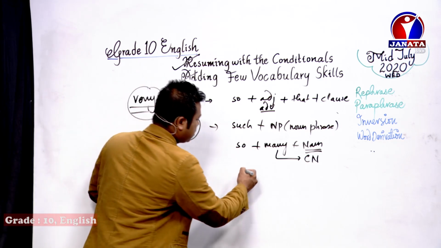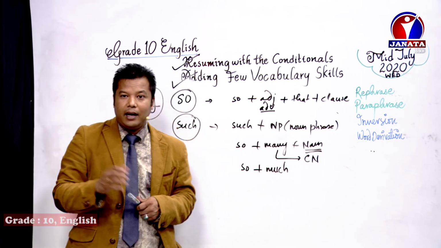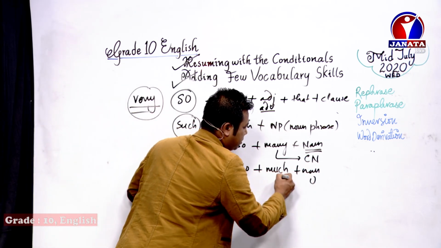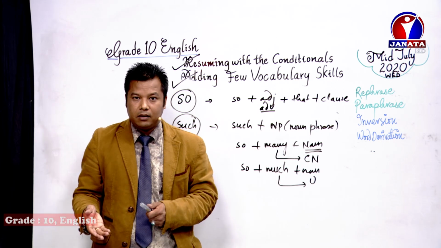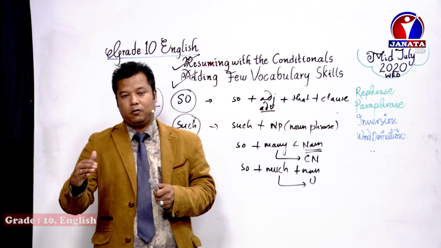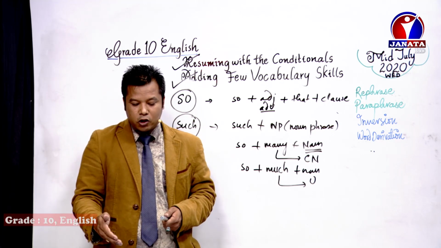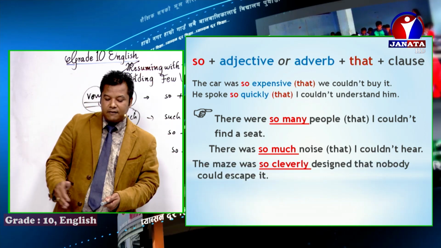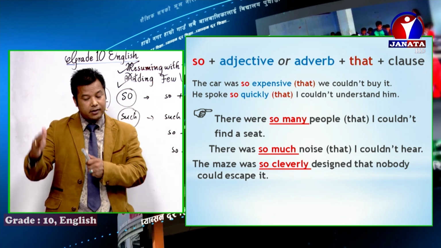But if I use so and much, what do I use? Much. Something which is, we call it, nouns, but uncountable. Now, why uncountable? Because you can't count them. Simple example, so much noise, I can't count the noise. So much salt, so much sugar, so much milk, so much water. That's how you can keep on using that. There was so much noise that I couldn't hear. I got completely disturbed. The maze was so cleverly designed that nobody could escape it. So cleverly, that's again the use of so plus adverb.